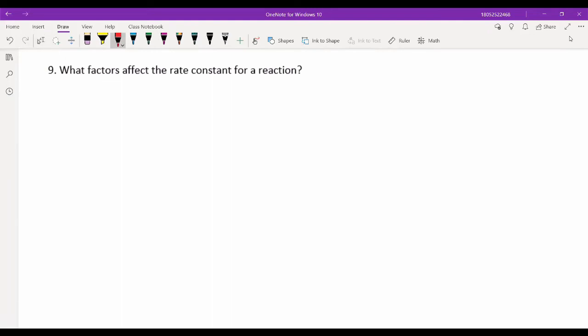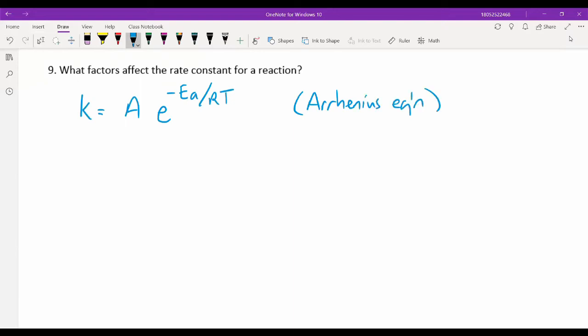So rate constant, this can be easily confused with the question about what affects the rate. Let's start with the Arrhenius equation. This is k equals A times e to the negative Ea over RT. Just write this. The name's not too important, but we'll refer to this often. So rate constant, k, and there's three factors here.